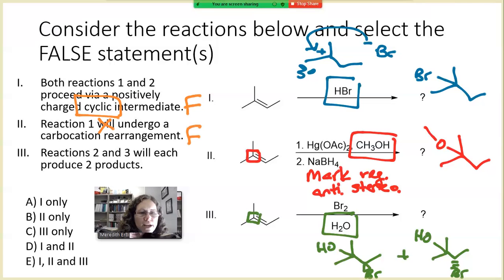The third statement says reactions 2 and 3 will each produce 2 products. In this case, we have to look at the number of products that we formed in each reaction. We saw that in reaction 2, we only make one product, whereas in reaction 3, we make 2. So this one is also going to be false because reaction 2 only makes one possible product. So the answer to this is that all 3 statements are false. And so we can select E as our answer because E recognizes that 1, 2, and 3 are all false.